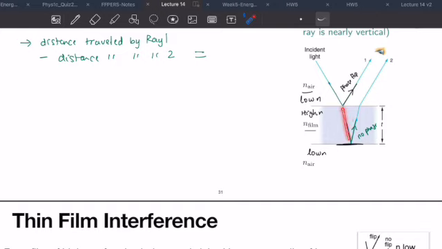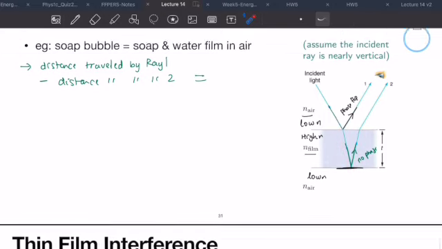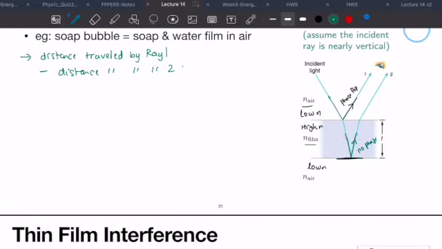That tells us that this extra path that ray 2 is traveling is approximately just twice the thickness. Basically, we say this is about t, this is about another t, so it's about 2t is the difference. All right, so that's going to be the difference in our path length that the two rays travel along.